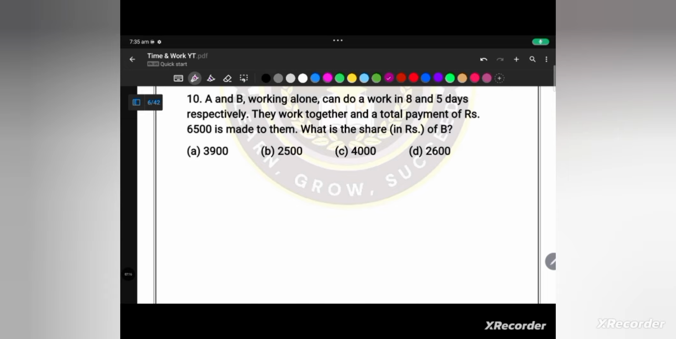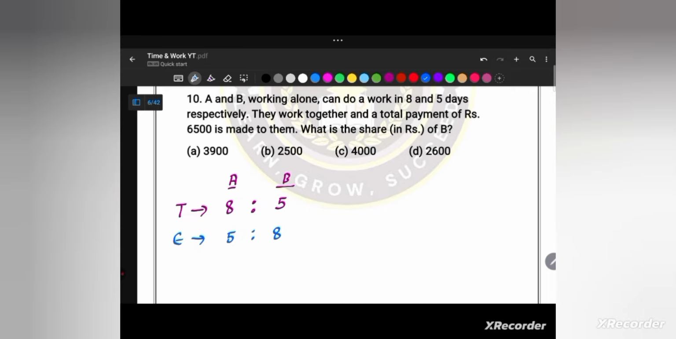The first statement: A and B working alone can do the work in 8 days and 5 days. The time periods of A and B are given: 8 and 5. If you take the ratio, it will be 8:5. We know that efficiency will be the inverse ratio of time. That means the inverse ratio of 8:5 will be 5:8.